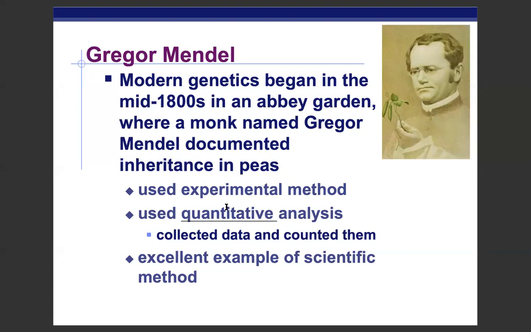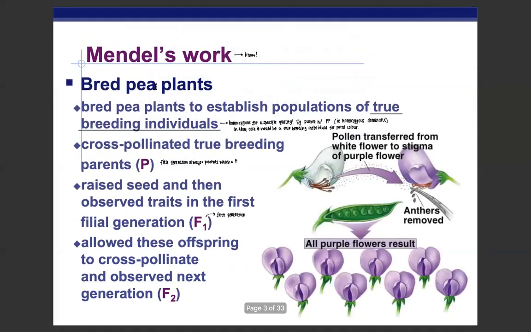So that is working with data that's actually countable and measurable, so like numbers and that sort of thing. And it was a very good example of the scientific method. He worked with pea plants. He bred the pea plants to establish populations of true breeding individuals. This means that the true breeding individuals are individuals that are homozygous for a specific quality. So for example, homozygous dominant or homozygous recessive.